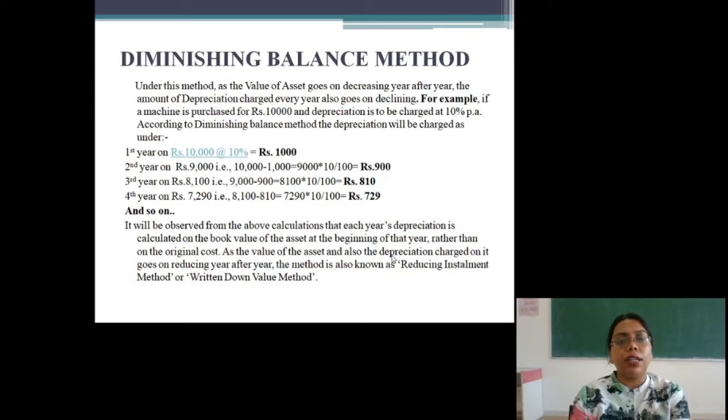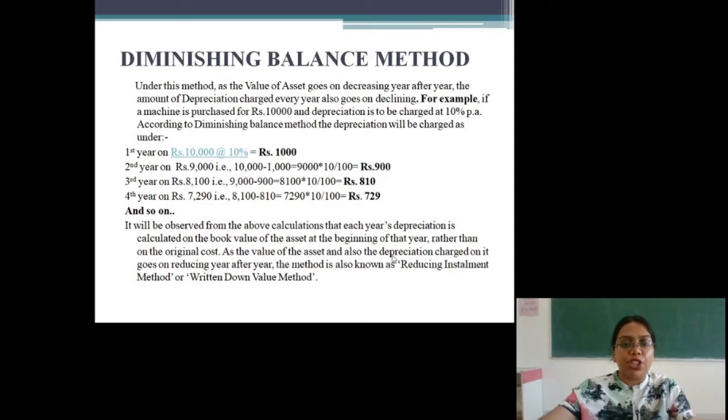Under this method, as the value of the asset goes on decreasing year after year, the amount of depreciation charged every year also goes on decreasing. So in the diminishing balance method, the value of the asset goes on decreasing year after year, and thus the amount of depreciation also starts decreasing year after year.